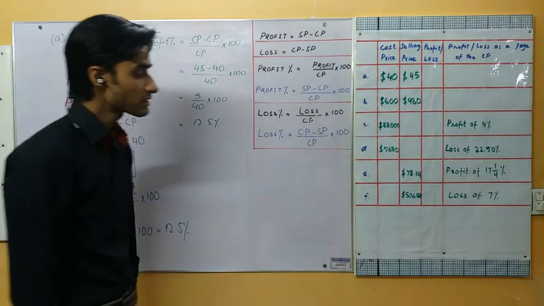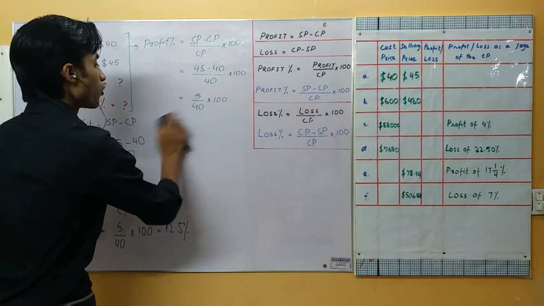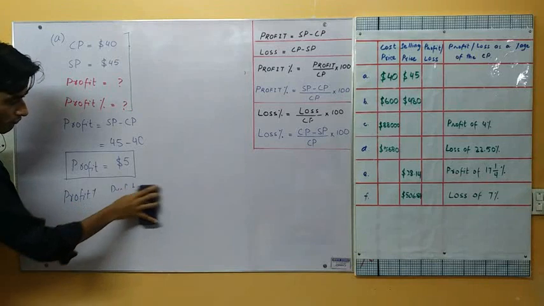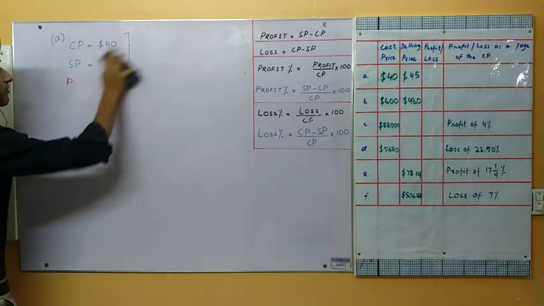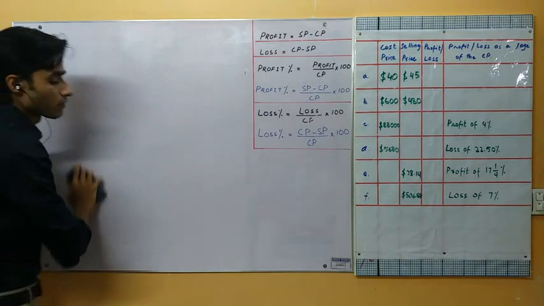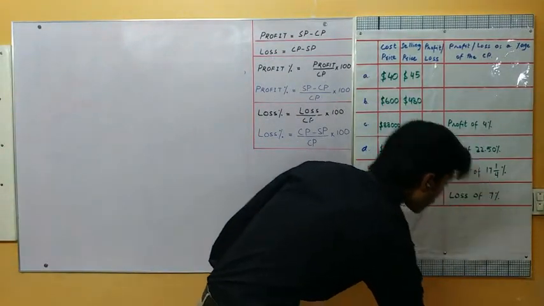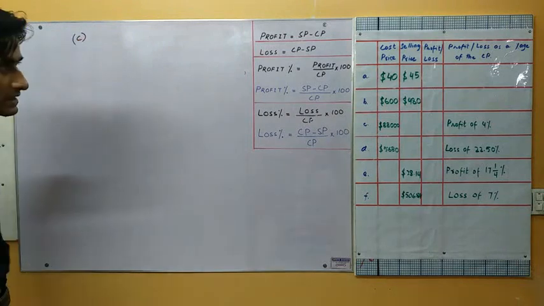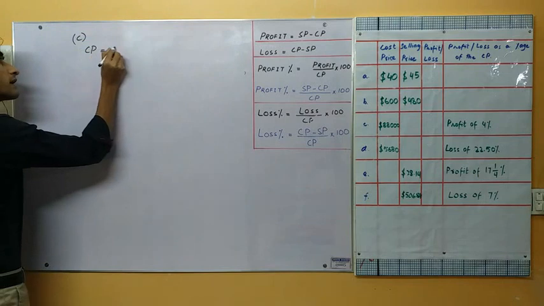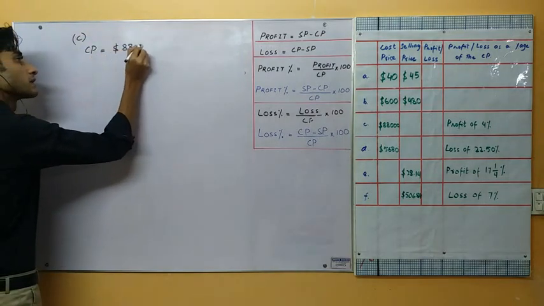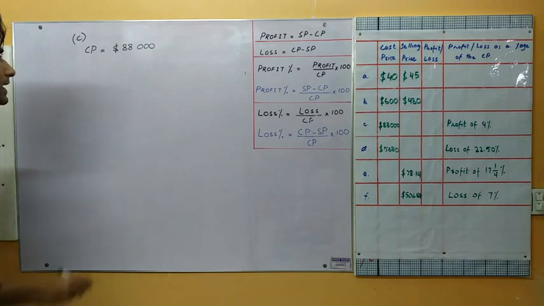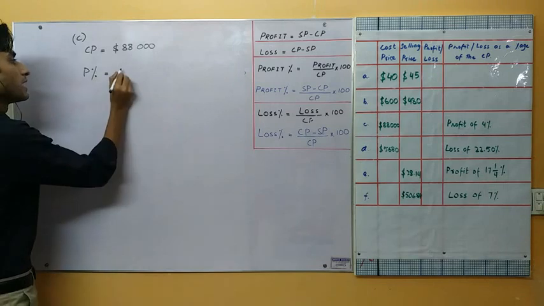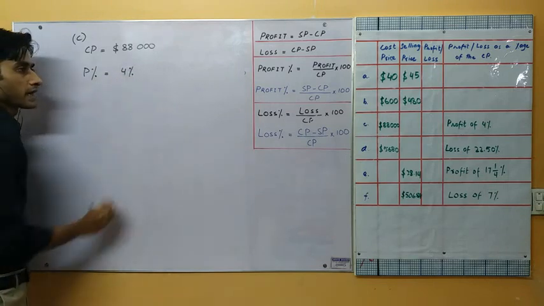that I have available? The first thing here that I have available is cost price, and the other thing is profit percentage. With this information, what can be calculated first? Look for an appropriate formula, look for the kind of data that we have available. Part C, cost price is $88,000 and profit percentage is, I'm just writing P percentage, that means profit percentage, and that is 4%.